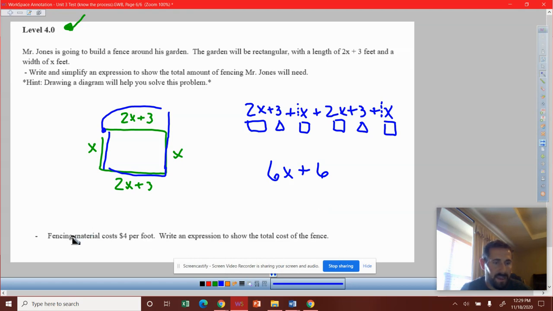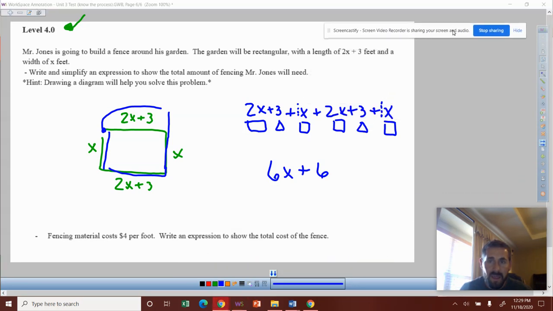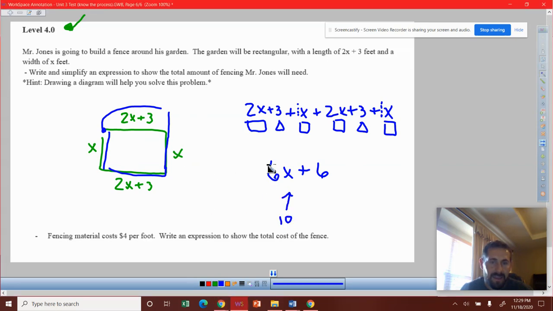So last thing, fencing material costs $4 per foot. Write an expression to show the total cost of the fencing. So this is a measurement. This is how far along it is. So if this was 10, I'd plug a 10 in there, and it'd be 6 times 10 plus 6. So it'd be 66 feet is what I need. And for every one of those 66 feet, I need to multiply it by $4 per foot.